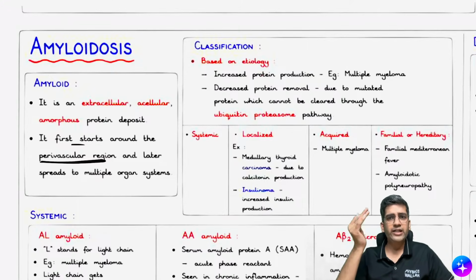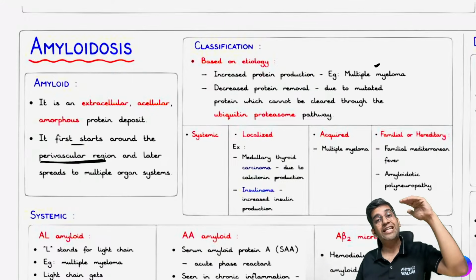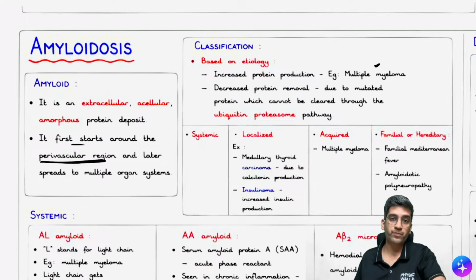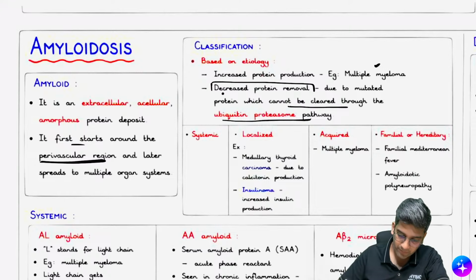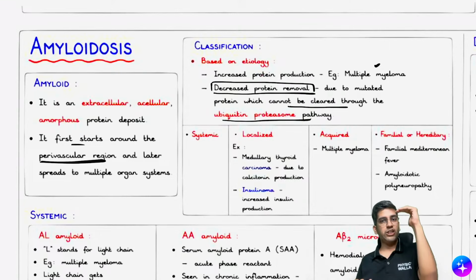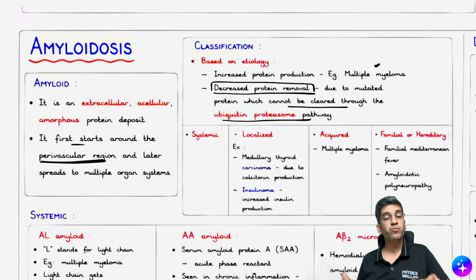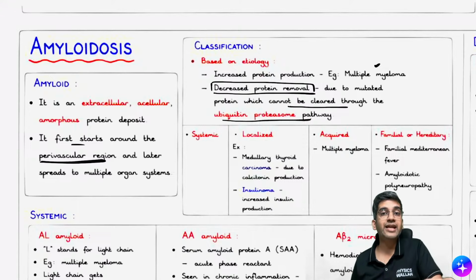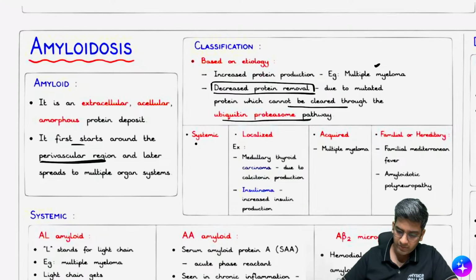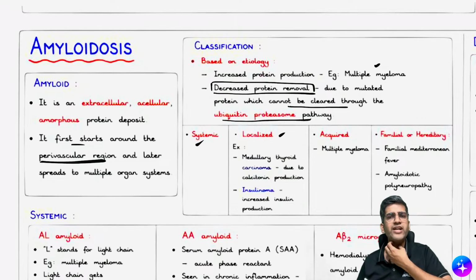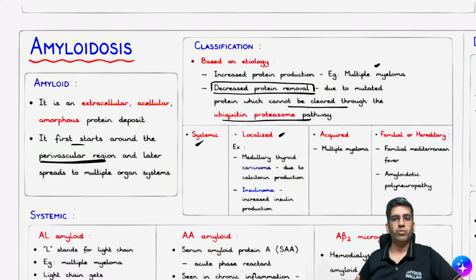We classify based on etiology, like multiple myeloma, where I have lots and lots of increased production of immunoglobulin, so it gets deposited. Or it cannot be cleared through the ubiquitin proteasome pathway, where I have a defective protein. There are two main problems. One, excess production of normal protein, as in myeloma, or there's an abnormal mutated protein, like in Alzheimer's, not being removed, which accumulates. I can divide it into systemic and localized. Medullary carcinoma of thyroid, only here. Localized, Alzheimer's, only here. It's not throughout the body, right?